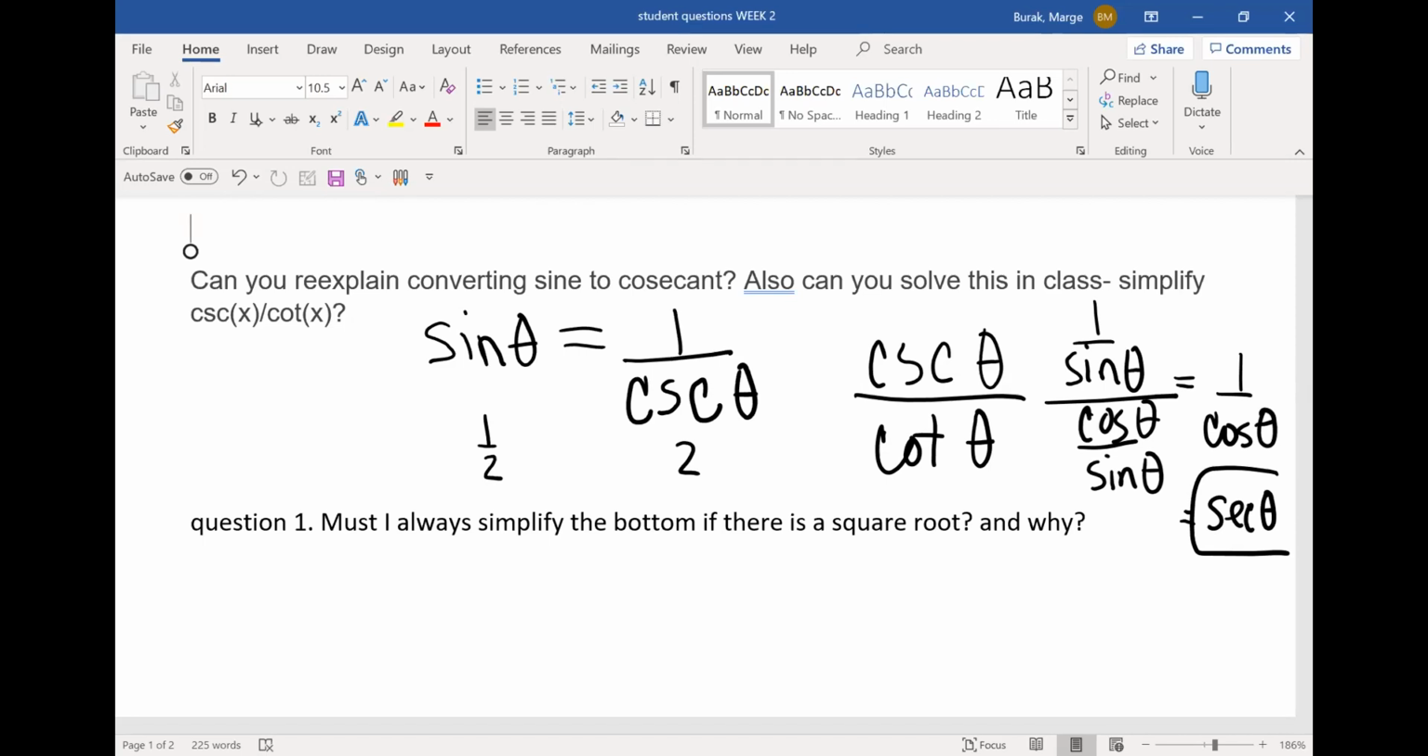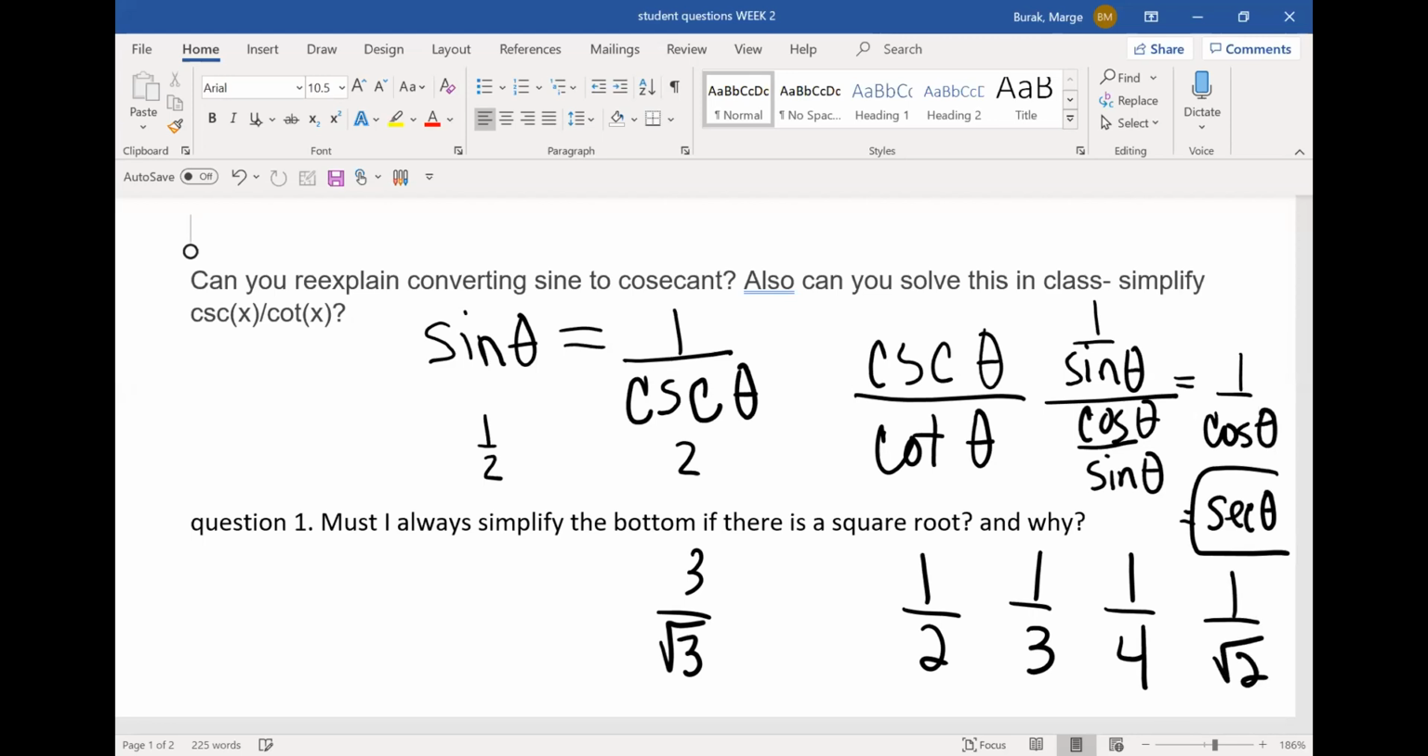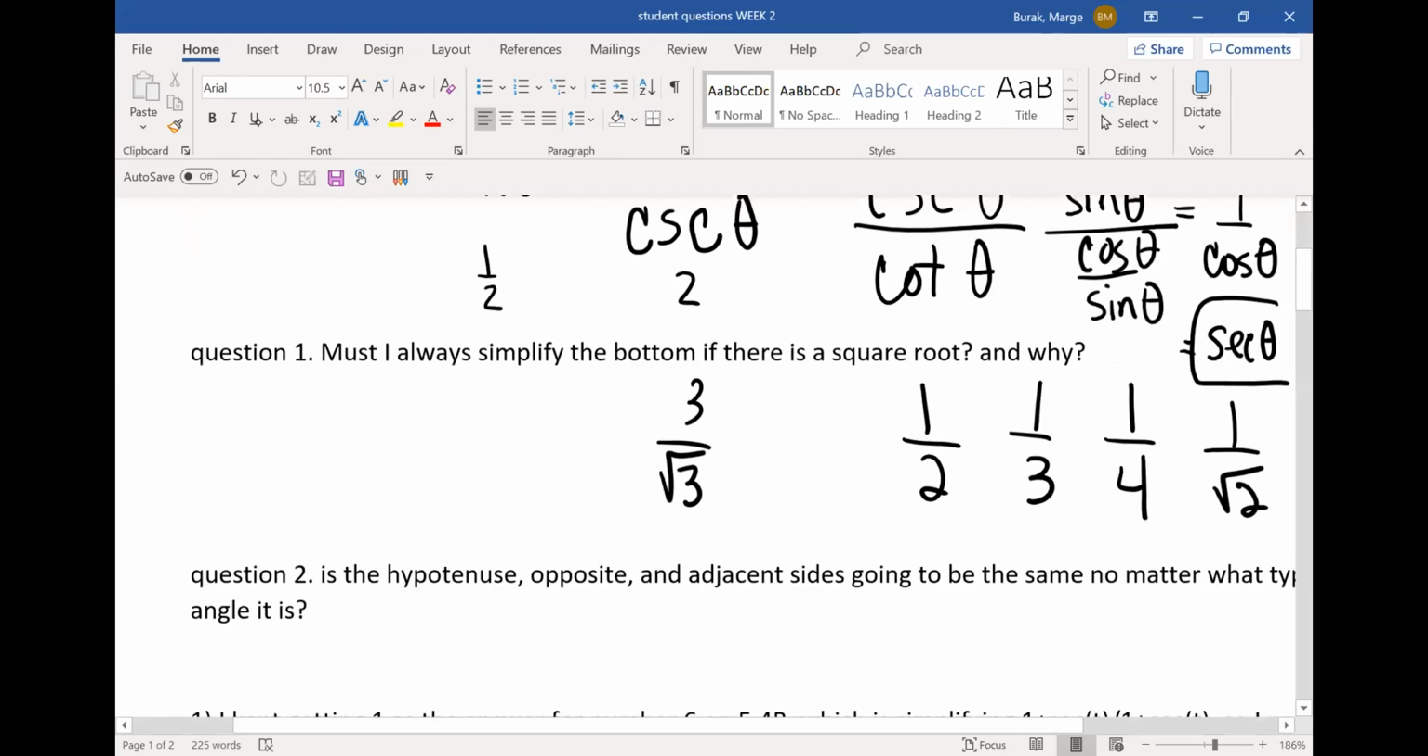The next question, must I always simplify the bottom if there's a square root? Yeah, we talked about that. And the reason is the denominator of a fraction tells you how big it is, the size, 1/3, 1/4. And if you say, oh, I have 1 over radical 2 of the pizza, you know, that's my fraction of the pizza is 1 over radical 2. That's just not cool. So it's more simplified.